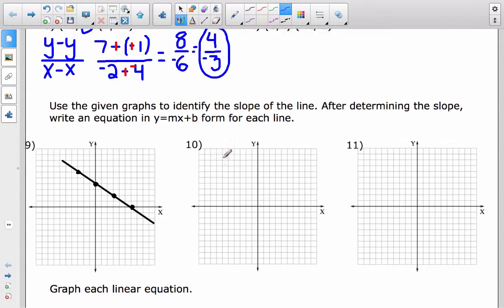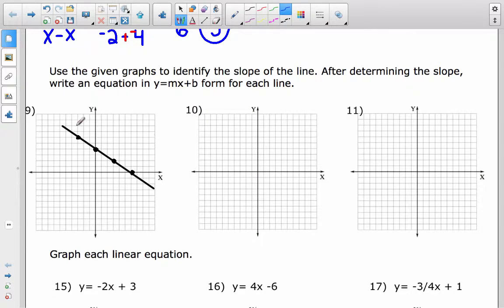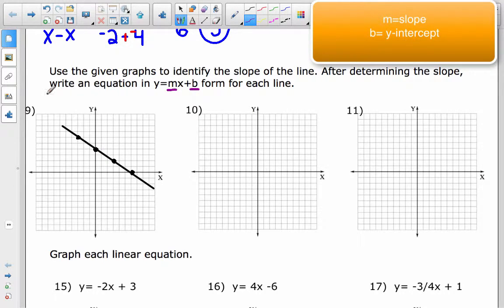Number 9, you have a graph that looks just like the one you see here. And we're asked to determine the slope and then write an equation in y equals mx plus b form for each line. So in order to write this equation, I have to determine the slope, and then I also have to determine the y-intercept. And the y-intercept is really easy, so I'm actually going to do that first. So I'm going to look at my y-axis, and I see that there's a point on the y-axis right here, and that point is at 1, 2, 3, 4. So I know that b is 4. So I'm going to write that down so I don't forget.